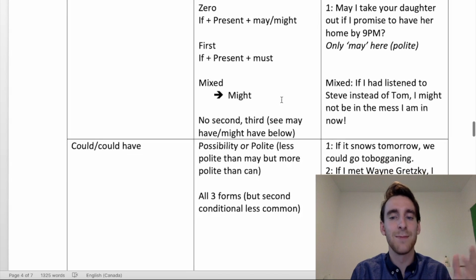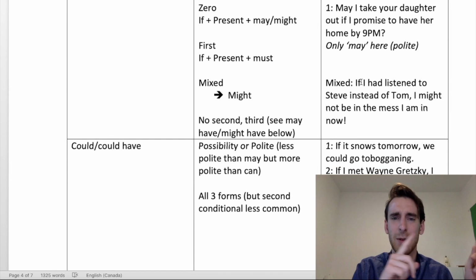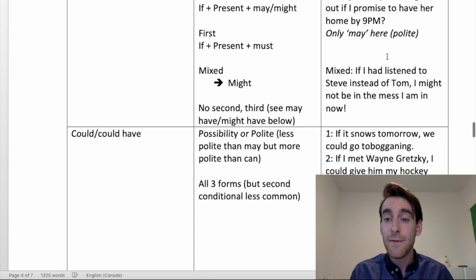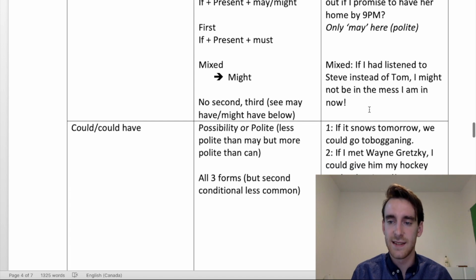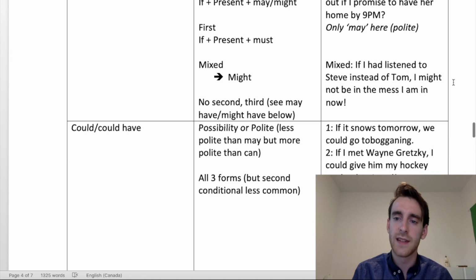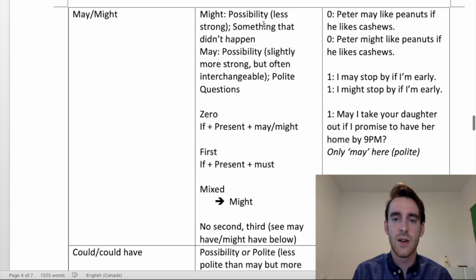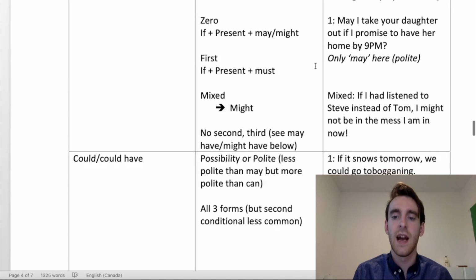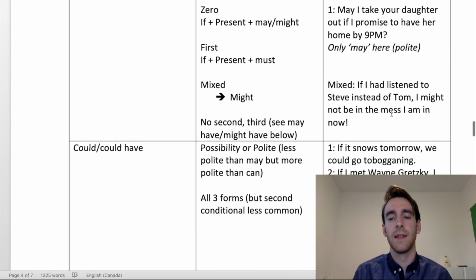So for example, in this mixed conditional, remember we talked about mixed conditionals last time in part 2. If I had listened to Steve instead of Tom, this is in the past, I might not be in the mess I'm in now. So that's in the present, right? So notice, if I'd listened to Steve instead of Tom, that's something that did not happen. So we have to use might. I might not be in the mess I am in now. The consequence is now.